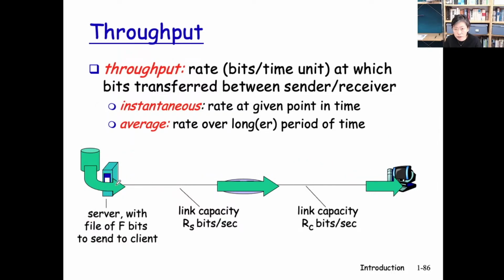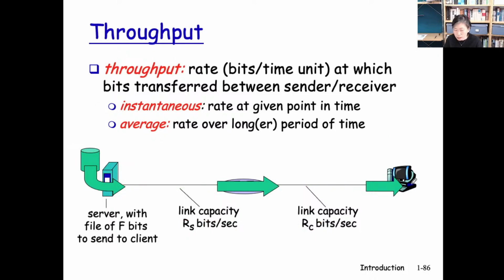And connecting the server and the client, we have one link, one switch, and another link. So it's a two-hop network. And the link capacity for the link directly adjacent to the server is RS, and S indicates it's the link to the server. And this one has the link capacity of RC, and C indicates this is the link rate for the link connecting to the client.